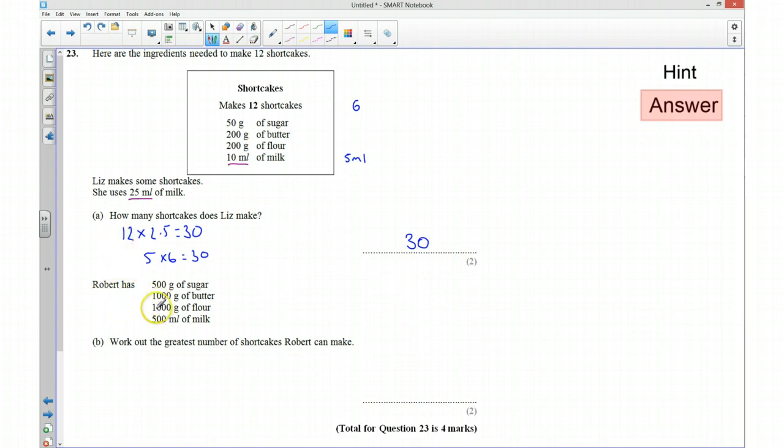Okay, for part B, we're given this recipe, we're given this set of ingredients here, and we need to work out the greatest number of shortcakes Robert can make. So based on the sugar, he should be able to make 10 lots of this, which is 120 shortcakes.